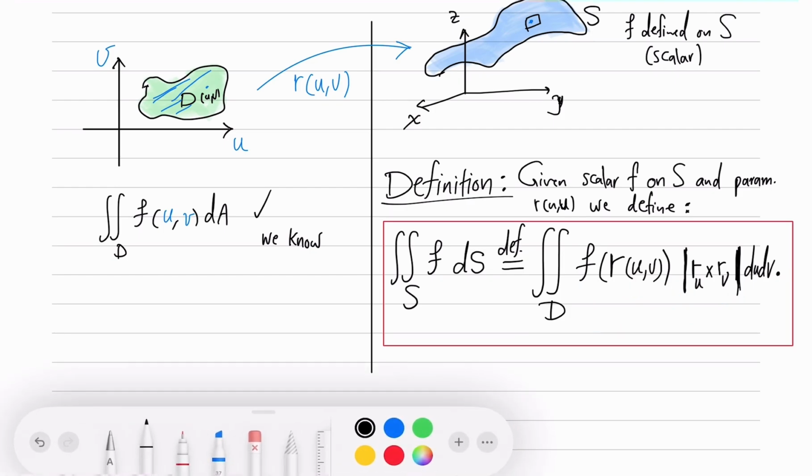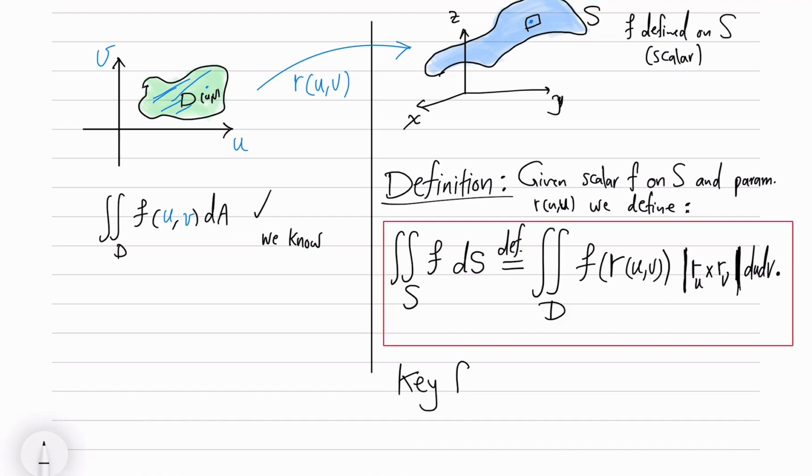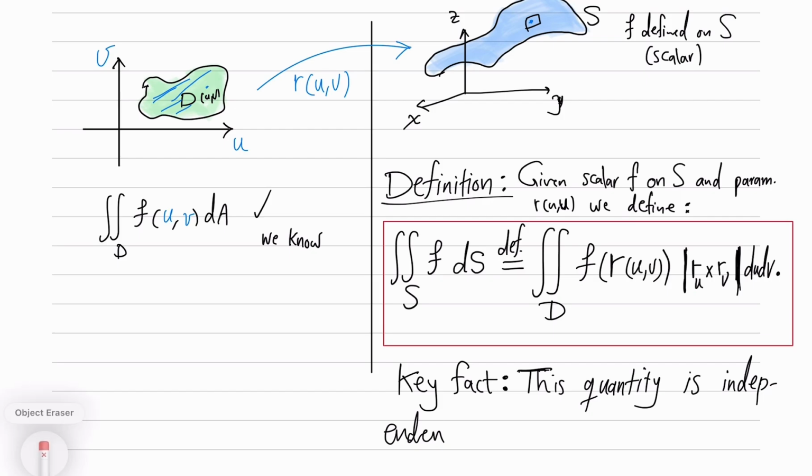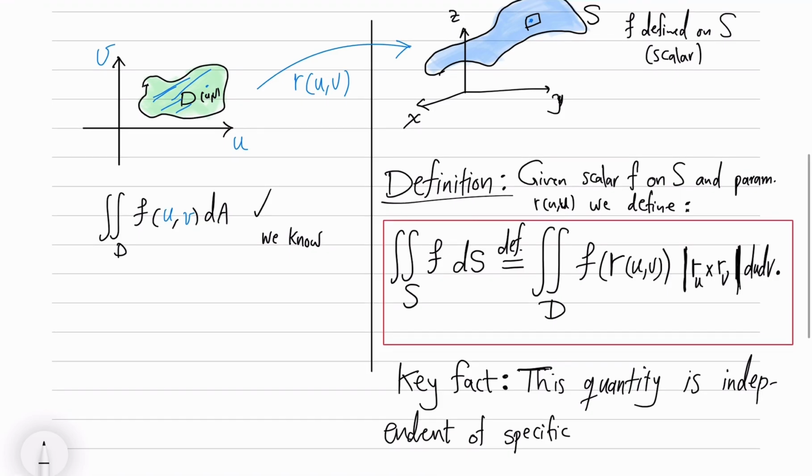And as before, the key fact, on which everything depends, is that this quantity is independent of the specific parameterization. This requires a lot of mathematics to prove. Even linear algebra is involved here. That's why it deserves to be called an integral over the surface.